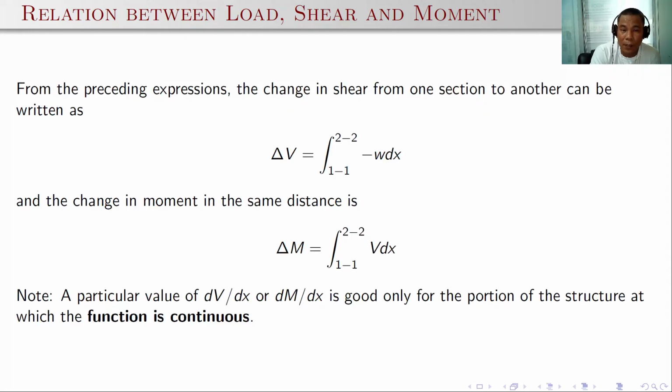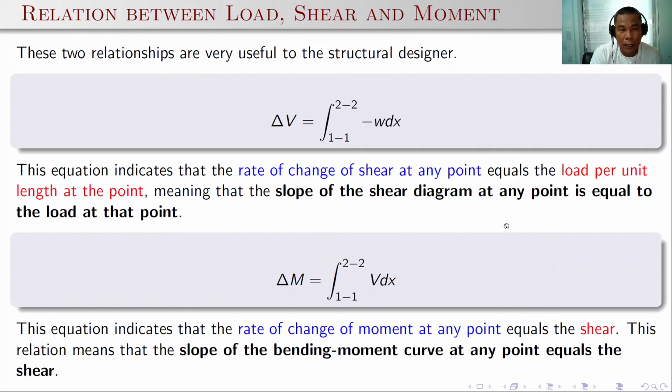And from that preceding expression, the change in shear from one section to another can be written as: the change in shear is equal to the integral of negative w dx from section 1-1 to section 2-2. And the change in moment in the same distance is delta M, equal to the integral of V dx from 1-1 to 2-2. Note that a particular value of dV/dx or dM/dx is good only for the portion of the structure at which the function is continuous.